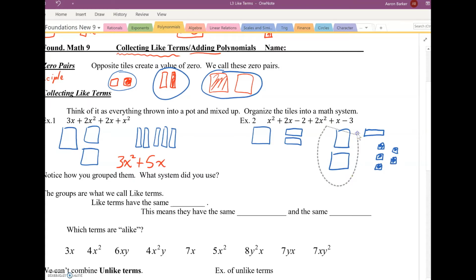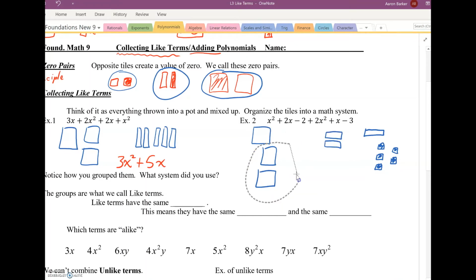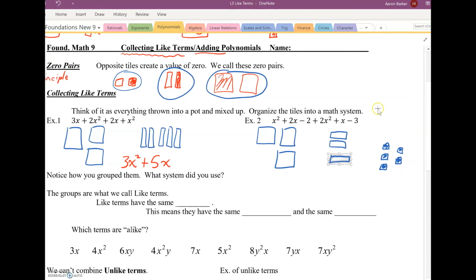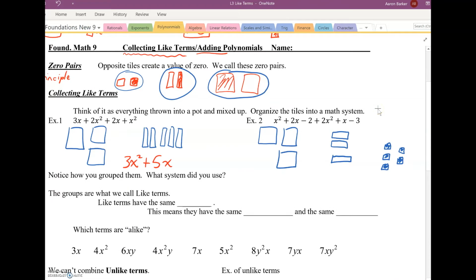So I would then have my x squareds together. I would have my x's together, and it'd all be neatly organized. Okay. Now again, I'm kind of hyper organizing this, but then you can see the different pieces and where they belong. So those are all the pieces. Now you tell me, what have you got?